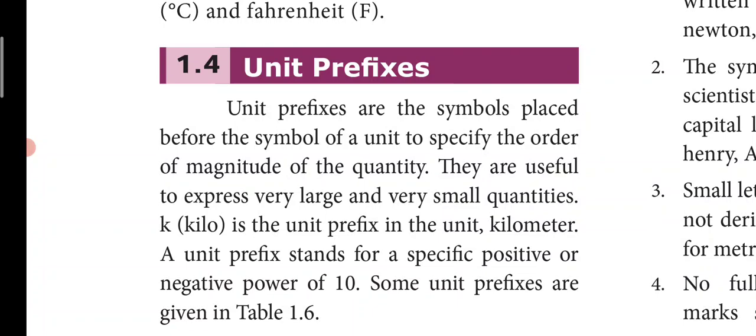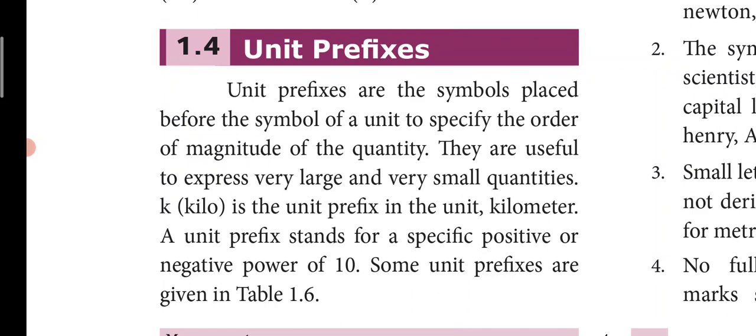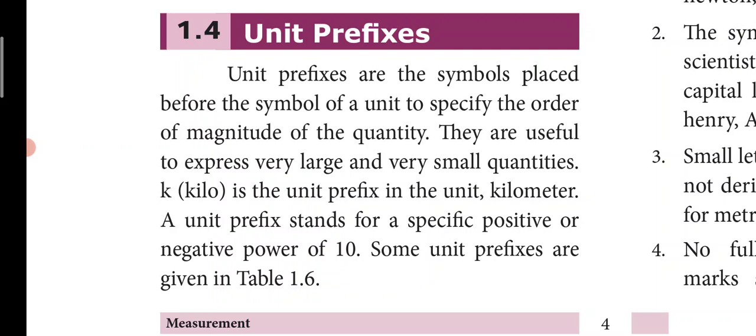Unit prefixes are the symbols placed before the symbol of a unit to specify the order of magnitude of the quantity. So they are used to express very large and very small quantities. Like k is a unit prefix in the unit kilometer. If you take kilogram and kilometer, in both of these the word kilo is the same, constant. With that we are using another quantity. Gram is different, meter is different, and kiloliter is different. So for all of these, the word kilo is constant, which is placed before the symbol of a unit.